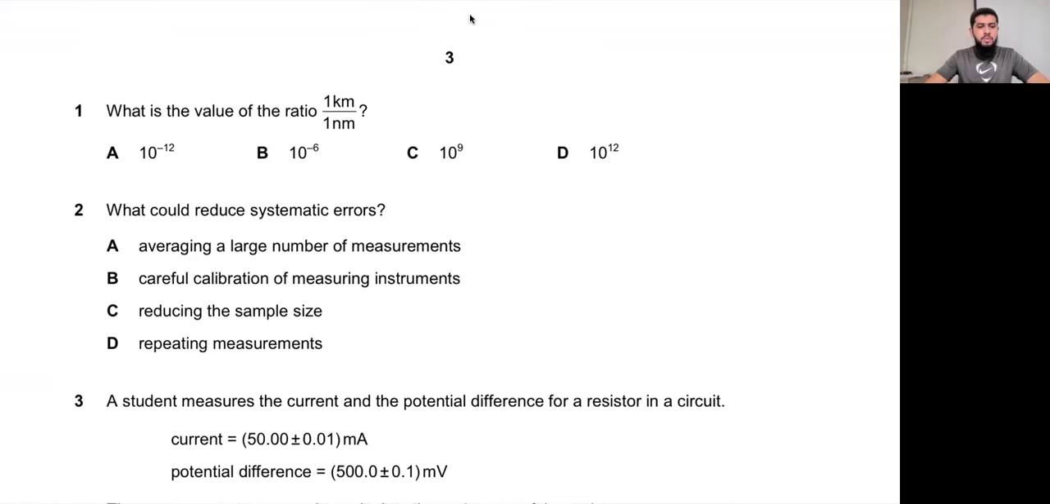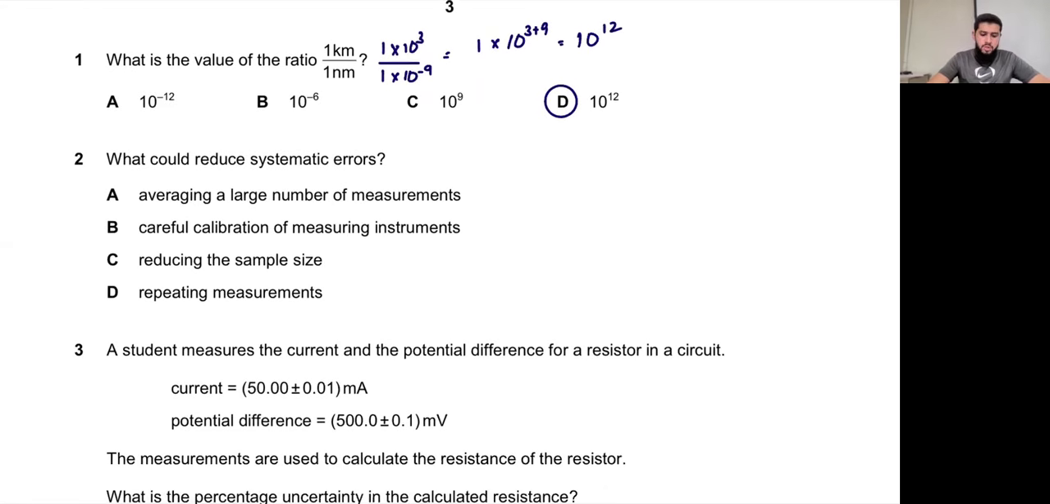Question number 1 says, what is the value of the ratio of 1 kilometer to 1 nanometer? 1 kilometer is 1 into 10 to the power 3, upon 1 nanometer, which is 1 into 10 raised to the power minus 9, which means you end up with 1 into 10 to the power 3 plus 9, which is 10 raised to the power 12. So the answer is B. Pretty straightforward.